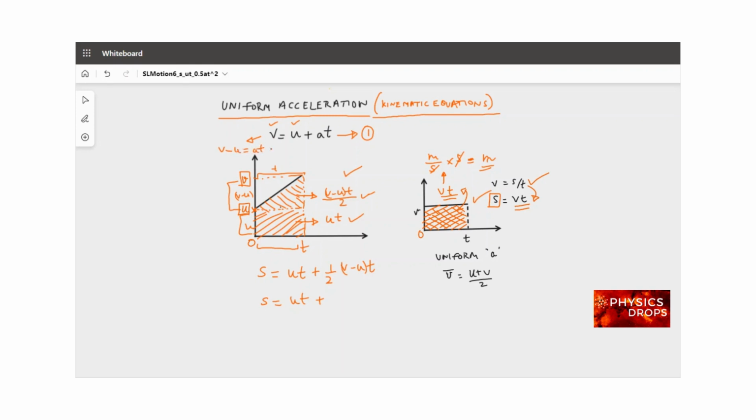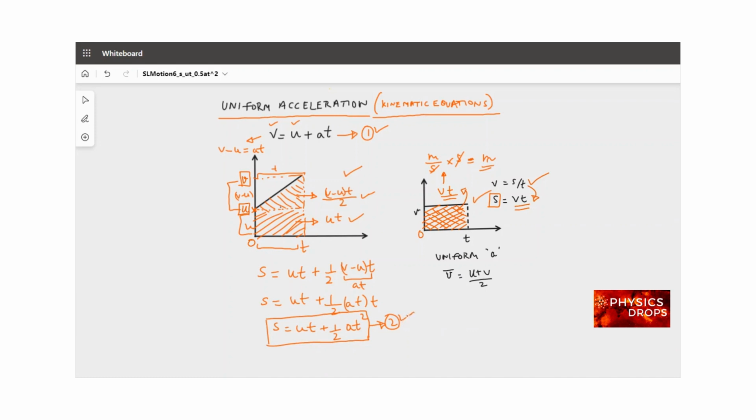I'm just bringing u to the left hand side of the equation. v minus u is at. So we can rewrite this: v minus u becomes at. So half at times t. So we get an equation which says s equals ut plus half a times t square. Now this is another kinematic equation, which we can call equation number 2. So we have two equations now, equation 1 and 2.